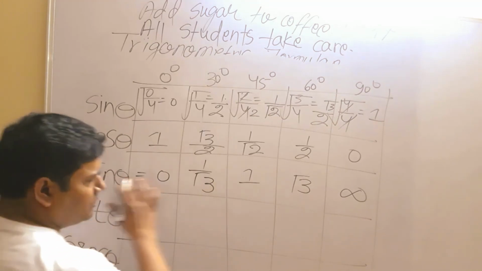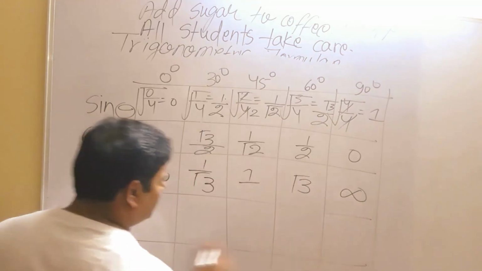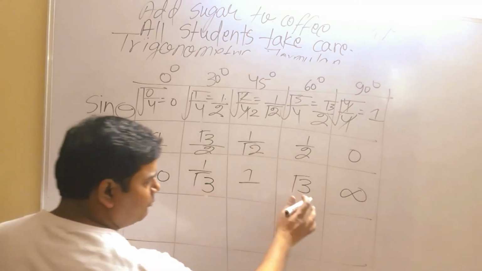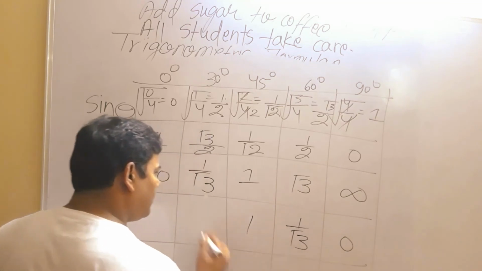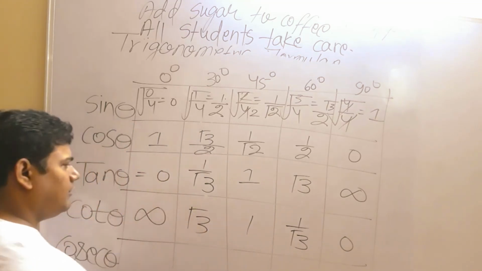Now cot theta is the reciprocal of tan theta, so it will also go this way in reverse: infinity, root 3, 1, 1 by root 3, 0.